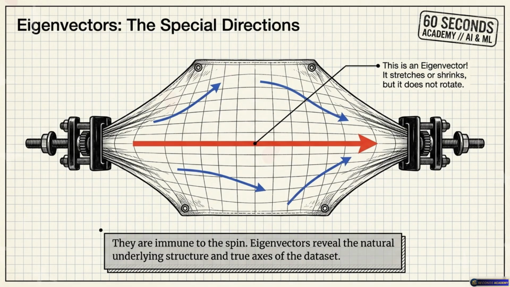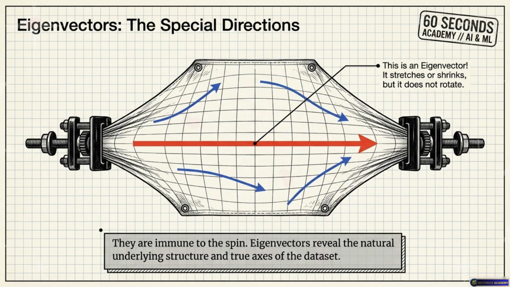Think back to our uniform grid. When a matrix supplies a transformation, stretching, squashing, shearing, almost every single data point gets knocked off its original path. If you draw an arrow from the origin to a point, and then you shear the space, that arrow is going to rotate and change its angle. Right. You take a rubber sheet with lines drawn all over it, and you grab the corners and stretch it diagonally. Almost every single line is going to change its orientation.